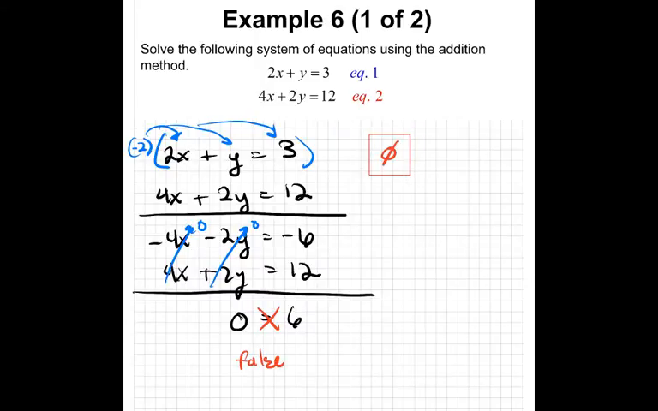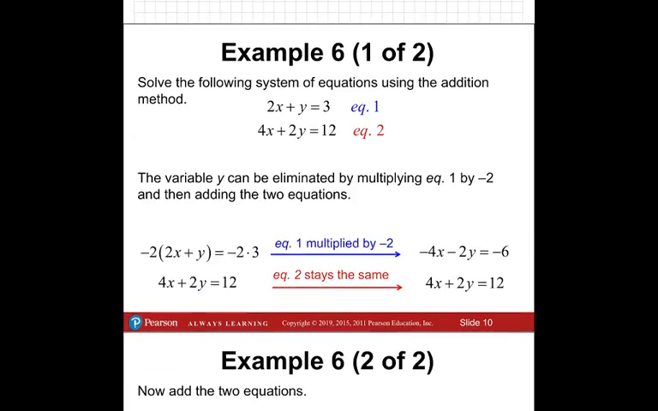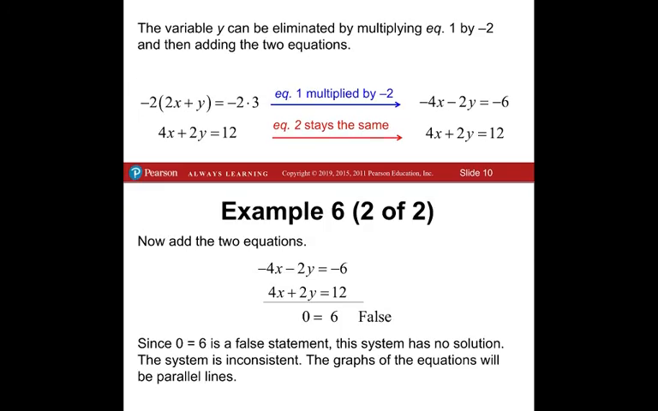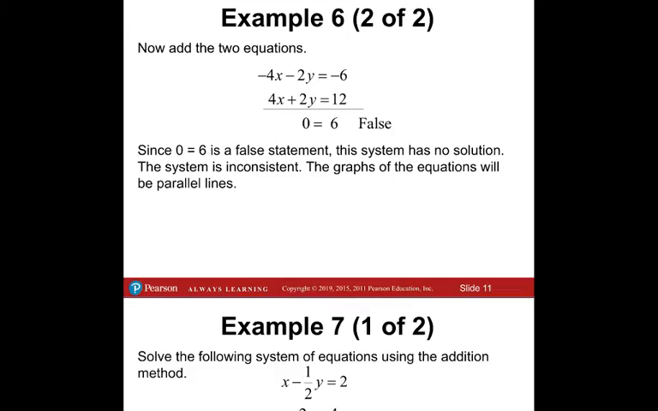All right, so when the variables cancel like that and you finish with a false statement, that's an example of a contradiction. And that means there's no solution. There's no real number that's going to work here. Okay, so I think we see it there.